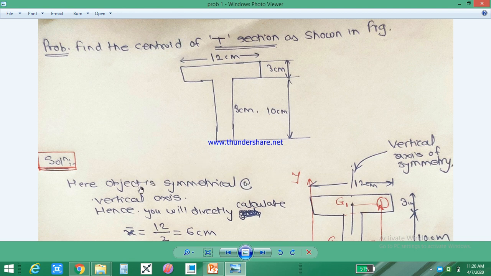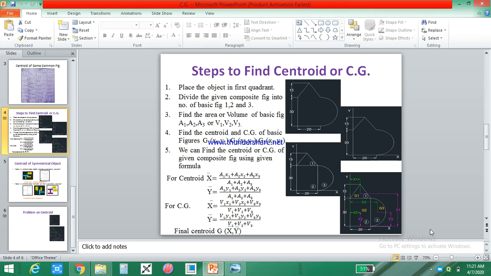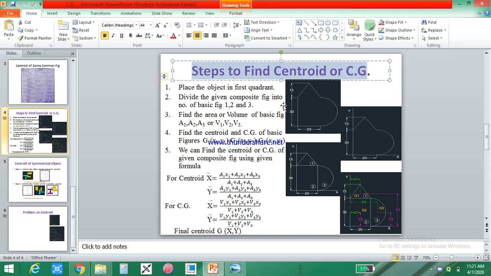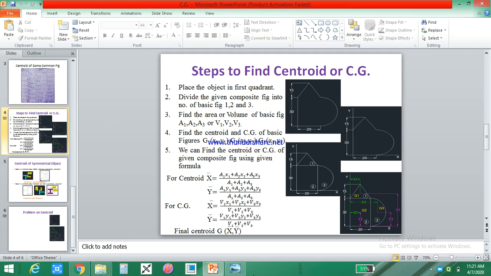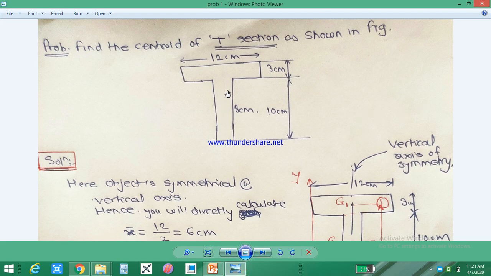Today we are going to see how to find the centroid, problems on centroid, and here we have taken the problems on T section. In the previous video we have learned what the steps are to find the centroid. I will add the link of this previous video so that you can understand the steps to find the centroid and center of gravity. So today we are going to see how to find the centroid of this T section.